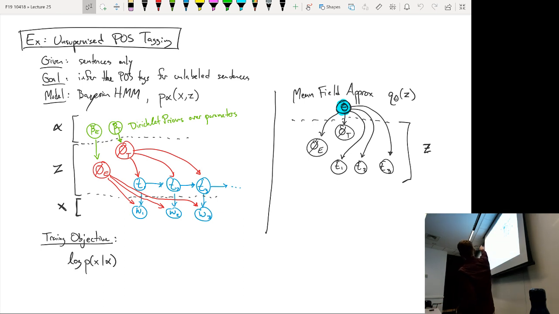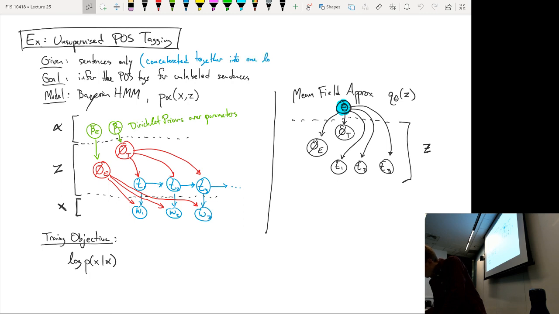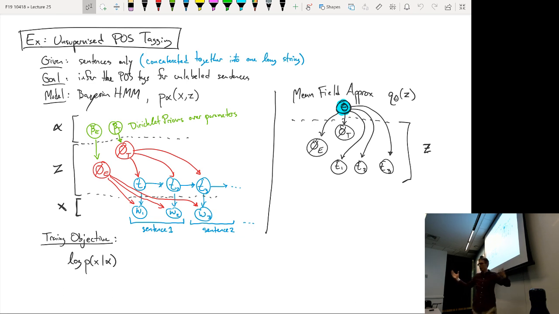Okay, so the trick that I'm going to play here is I'm going to say we're given sentences only, but let's say that they are concatenated together into one long string. So what do I mean by that? I mean that here W1 and W2, that is sentence one. And then W3 and so on, that is sentence two. And then there's sentence three, sentence four, and so on. So basically what that allows us to do is now we're saying P of X given alpha is the probability of our entire collection of all the training sentences. And maybe we inject end of sentence symbols, or periods, so that you know that a sentence has come to an end.